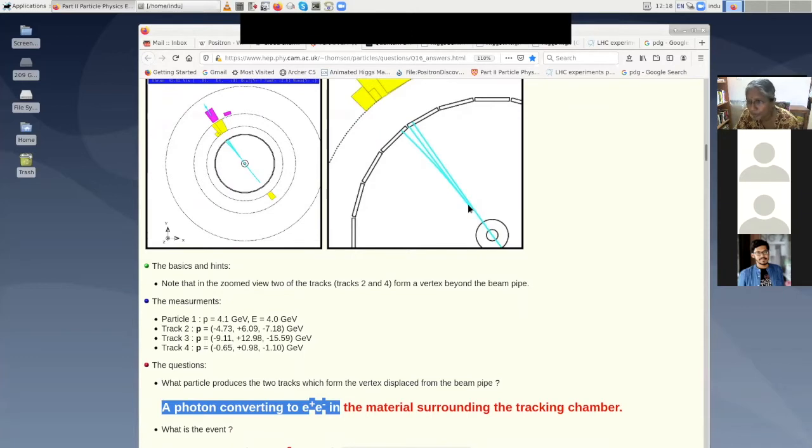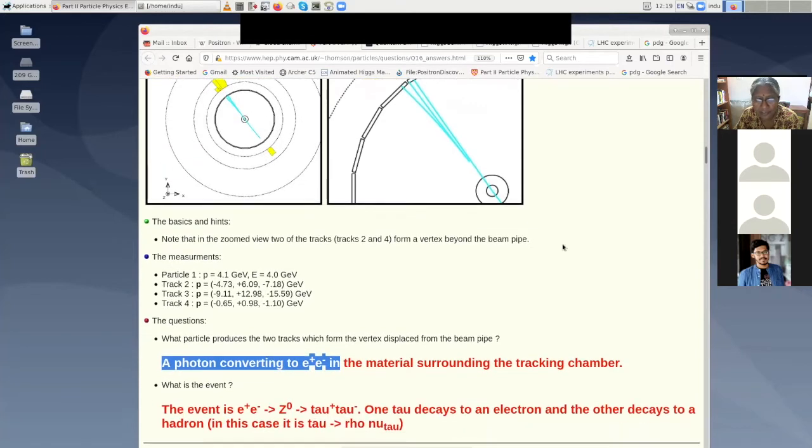That was a photon. But this tracking chamber has material. So when that photon hits this material, there is a chance that it converts into e+ e-. And if you look very closely, these two tracks are bending in opposite directions. I don't know which is which; I don't remember the magnetic field direction. It says over here that one is minus, one is plus. Anyway, one is a positron, one is an electron. So this is the event.